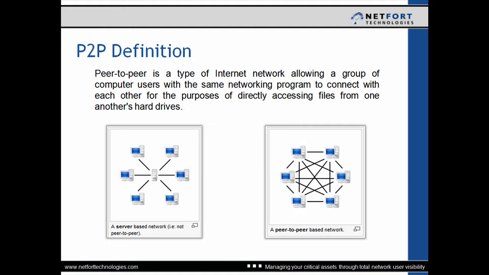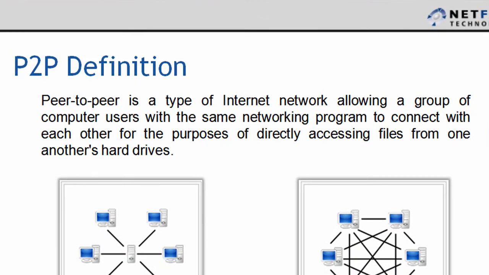So firstly, peer-to-peer definition. Peer-to-peer is a type of internet network allowing a group of computer users with the same networking program to connect with each other for the purpose of directly accessing files from one another's hard drives. So in summary, it's just a way of sharing information.